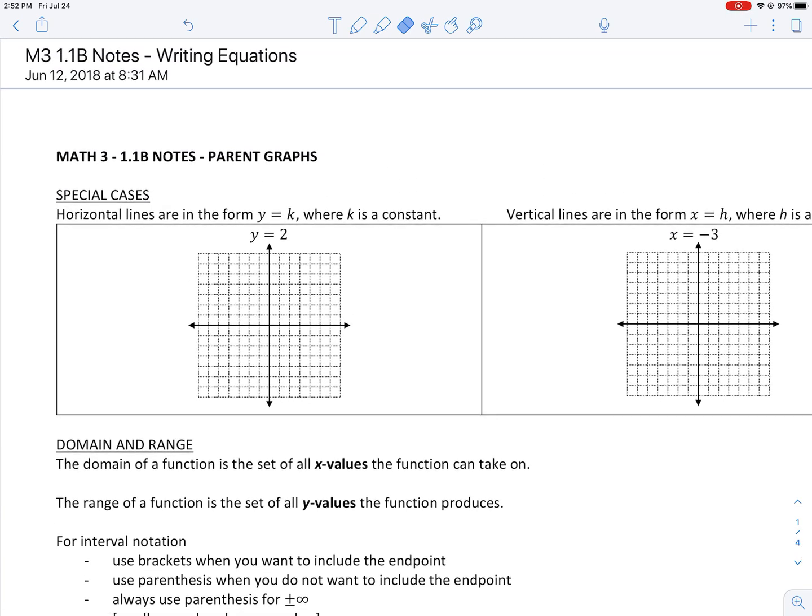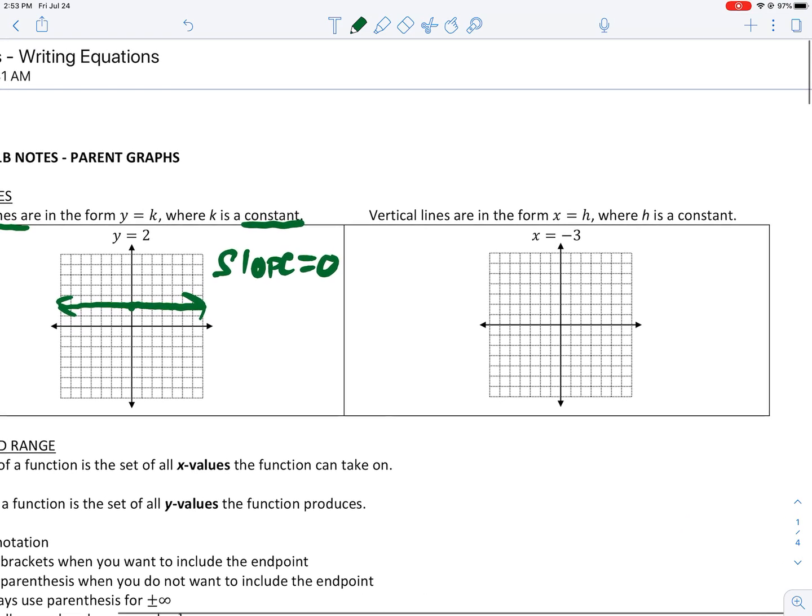So a horizontal line is a line where your slope is 0. So it's going to be y equals some type of constant. And again, a constant is a number that doesn't change. That's why it's called a constant. So y equals 2, right? That means your y-intercept is at 2. So you have a horizontal line that goes through 2. Slope is 0. It's nice and flat. If it was positive or negative, there'd be some slant to it.